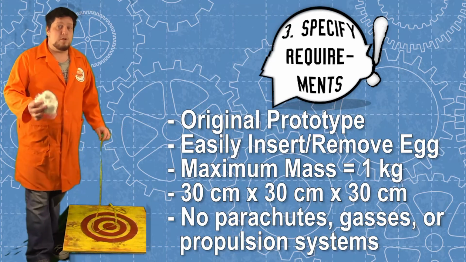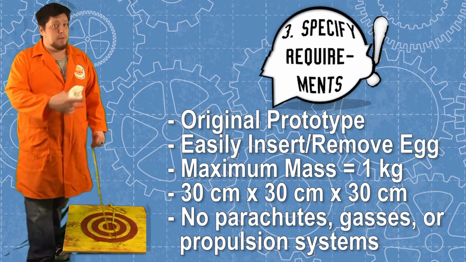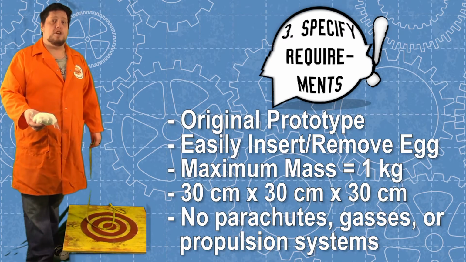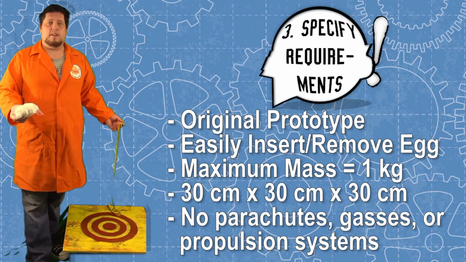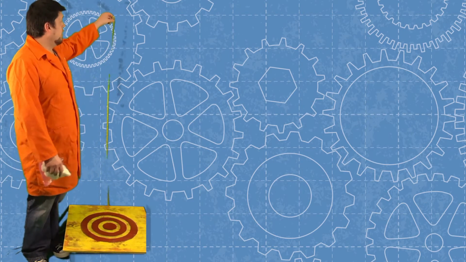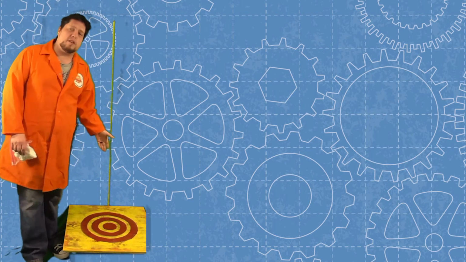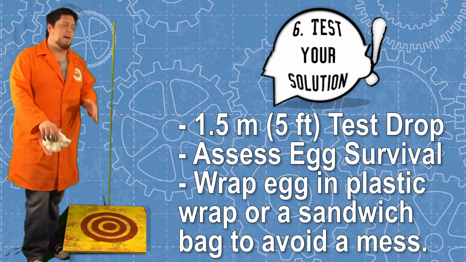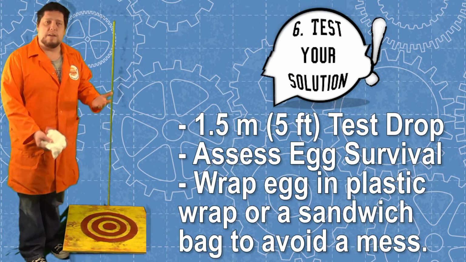Now that you've developed your egg drop prototype based on the requirements that we set in the project, it's time to start testing it. Before you can jog, you gotta start by crawling. So let's do a 1.5 meter drop instead of a 5 meter drop. 1.5 meters is about 5 feet.